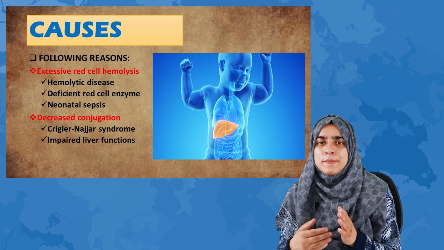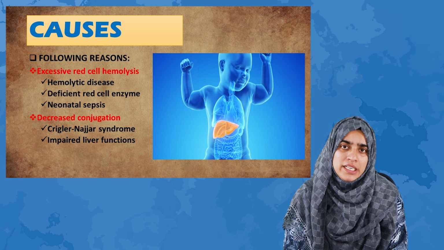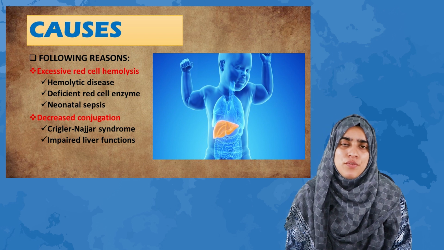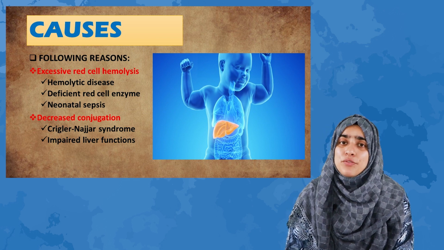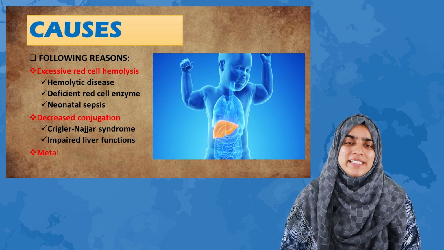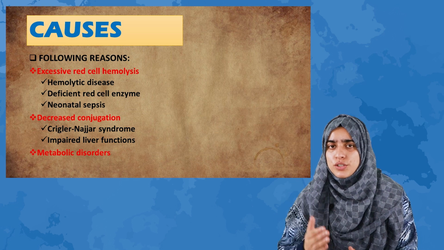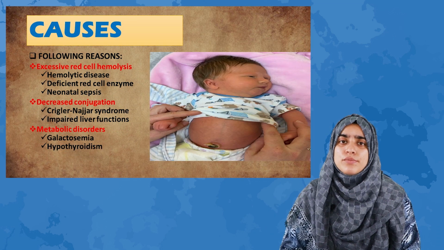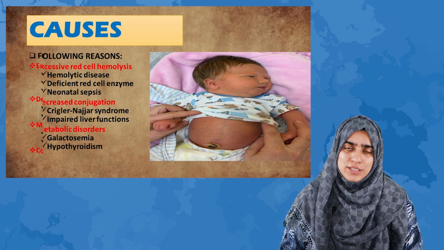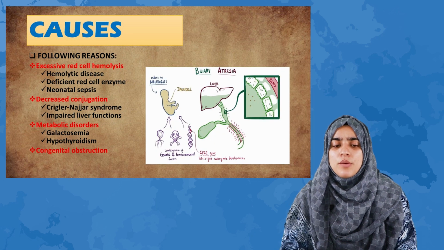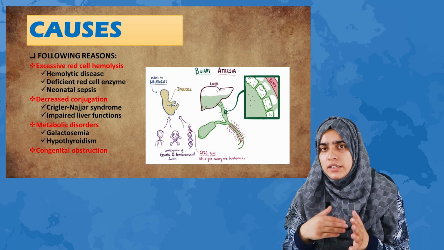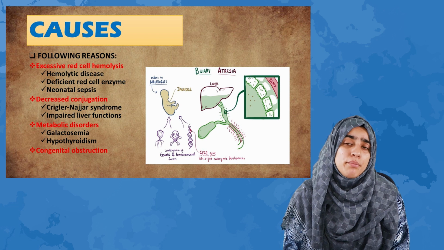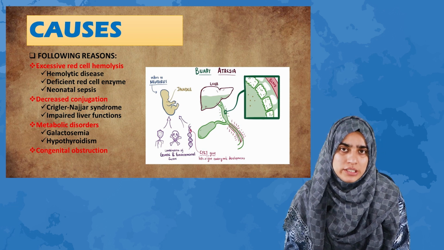In preterm babies, there will be immaturity seen in all systems. So if there is impaired liver function in these infants, definitely pathological jaundice will be seen. Some metabolic disorders, such as galactosemia or hypothyroidism, are etiological causes for this condition. Congenital obstructions or atresia of the biliary canal, or viral hepatitis, may also have an impact on pathological jaundice.